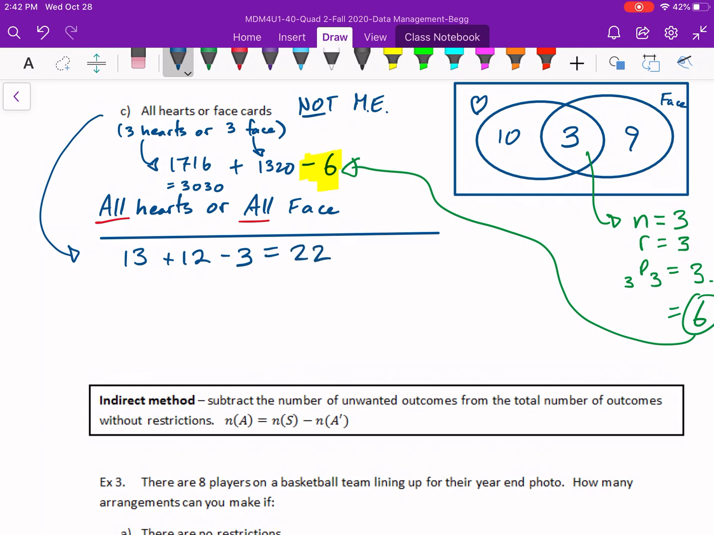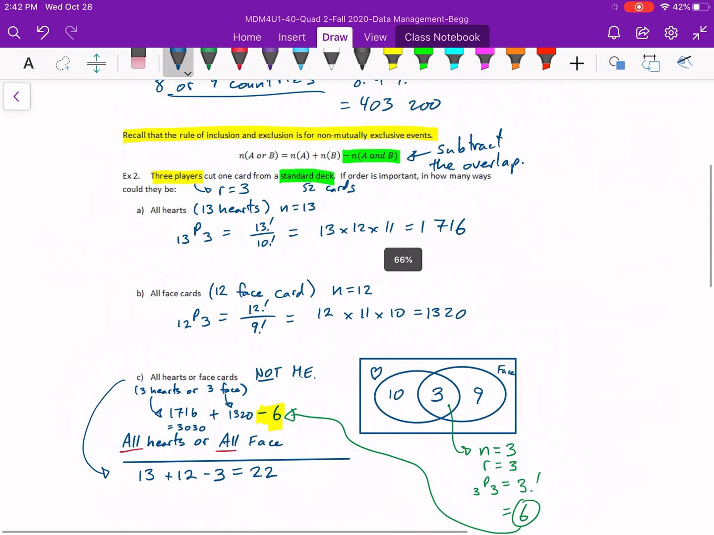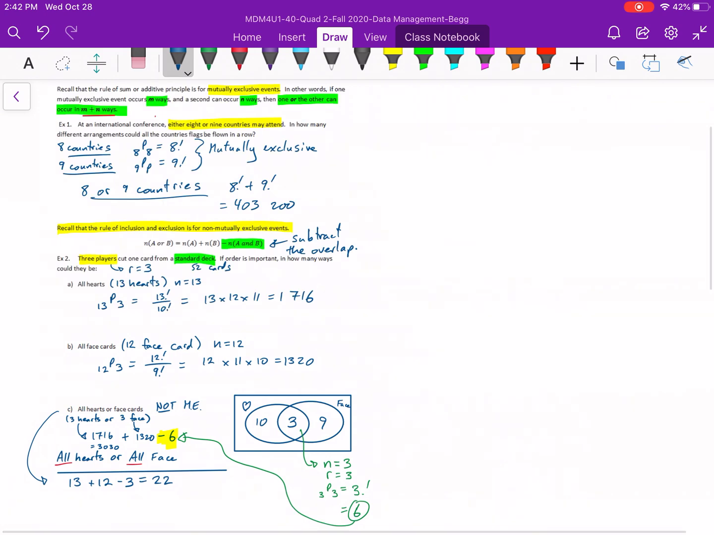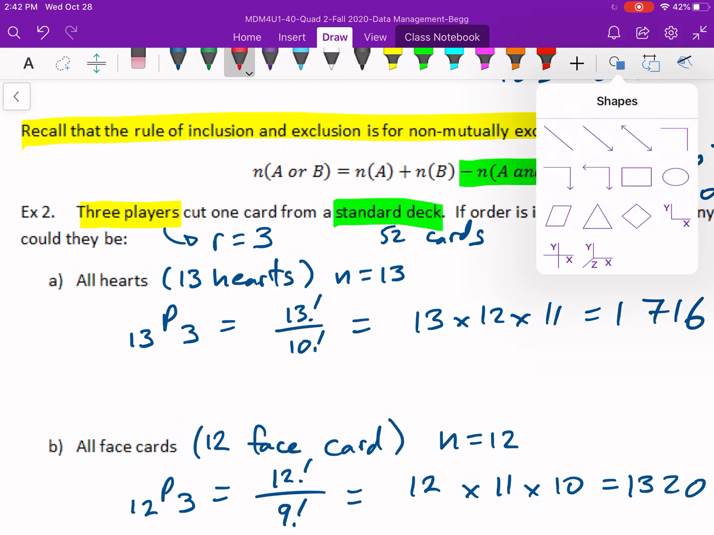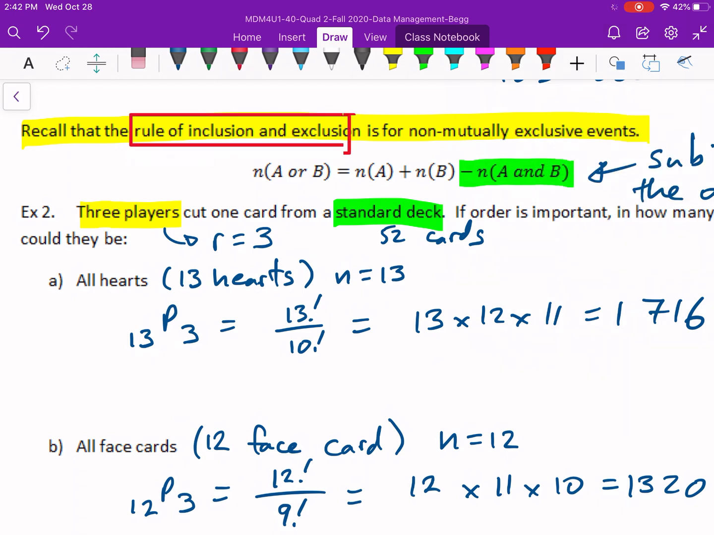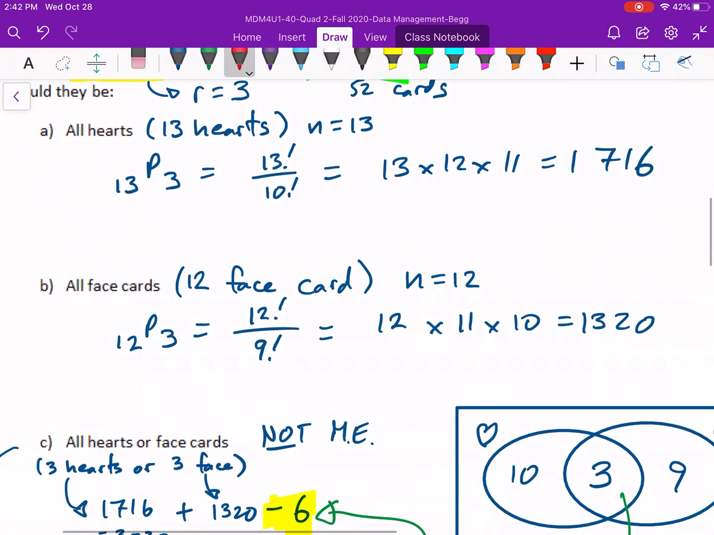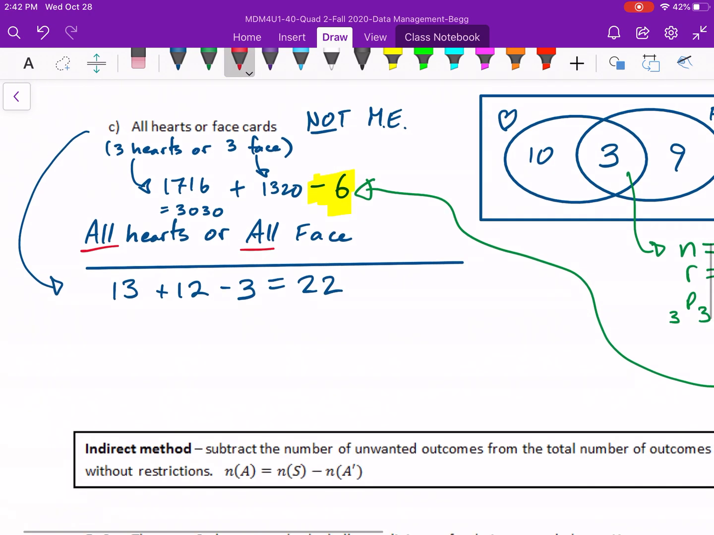And in that case, I'm thinking of it as one big group. It's not involving the rule of inclusion and exclusion. It's simply grouping them into one big group and then figuring out how many ways we can pick 3 cards out of that. So in that case, it would be 22. That's our n value.